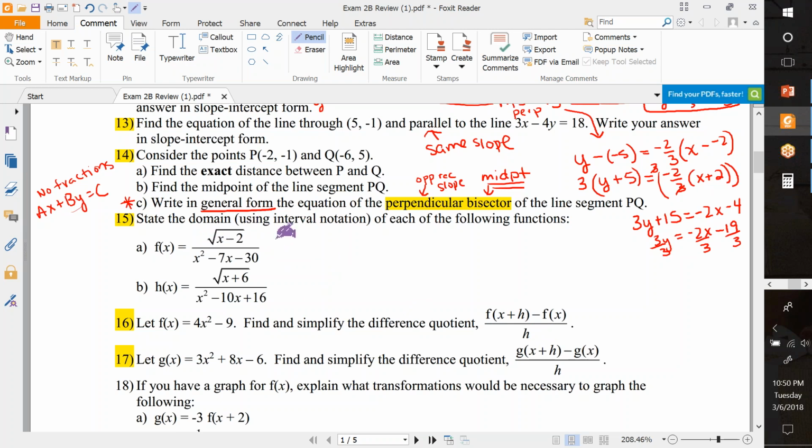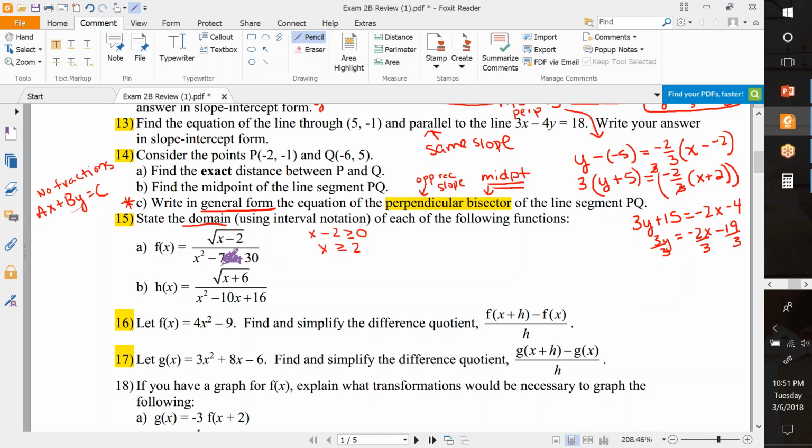So for these, you're talking about the domain, and you're going to write it in interval notation. So domain means, remember, what x's can you plug in? If you have an even root, you have to make sure that that part stays greater than or equal to 0. So that's your first step. So if we solve that over, that means that all of my x's that I'm looking at have to be greater than or equal to 2.